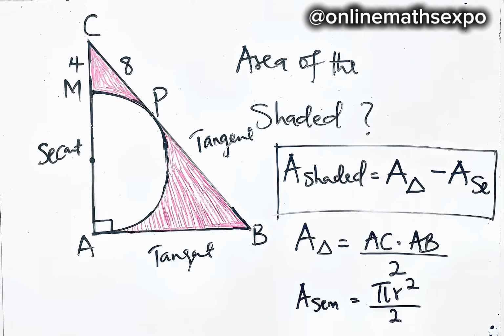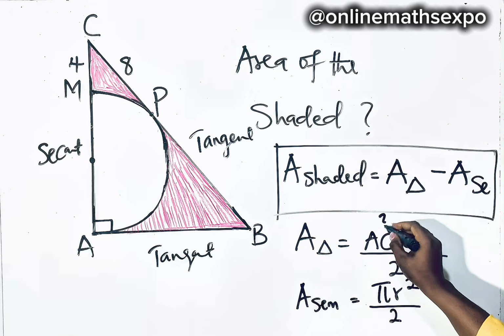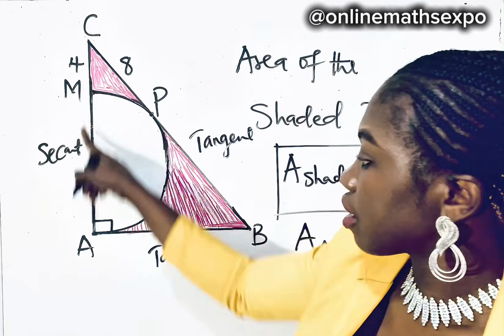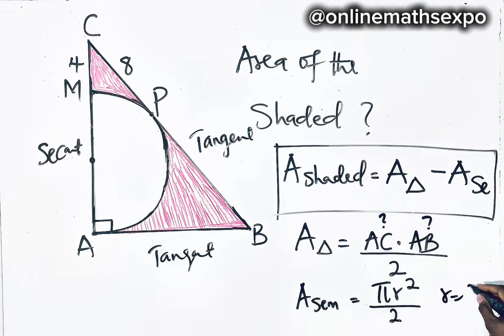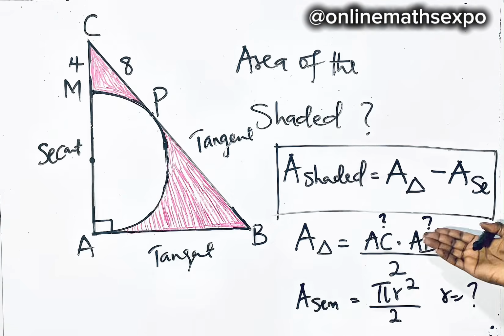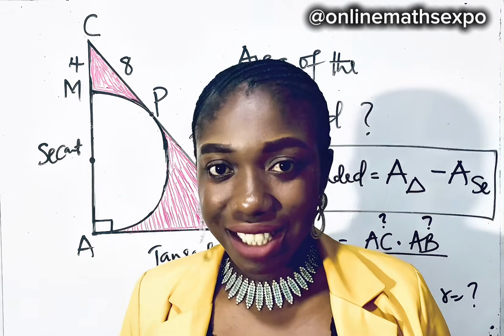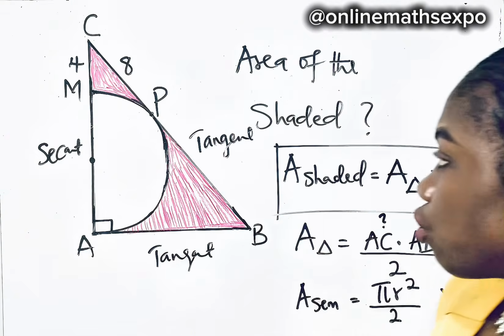If you look at this, you observe that we don't know the value of this length AC, this whole length, and we don't know length AB, and we also do not know the radius of the circle. These are the 3 things we should find for us to find the area of the shaded. Let me take you through it step by step. Now, what should we do?